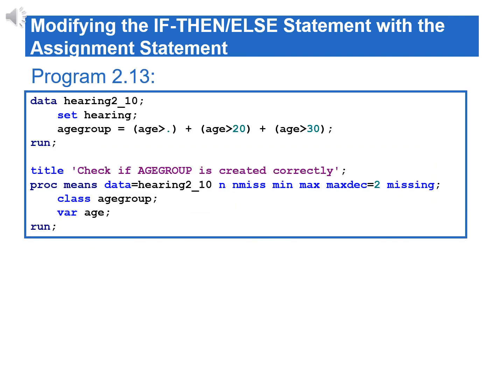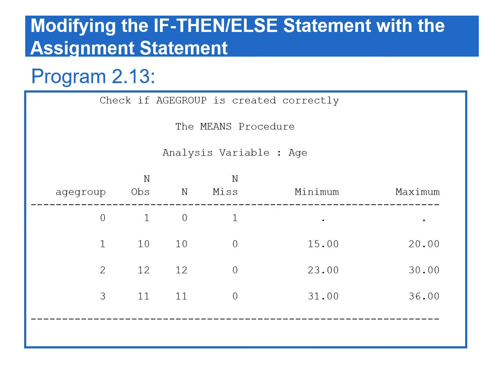Program 2.13 uses the assignment statement to create the age group variable, instead of using the multiple if-then statement. Based on the output, the age group variable is correctly created.